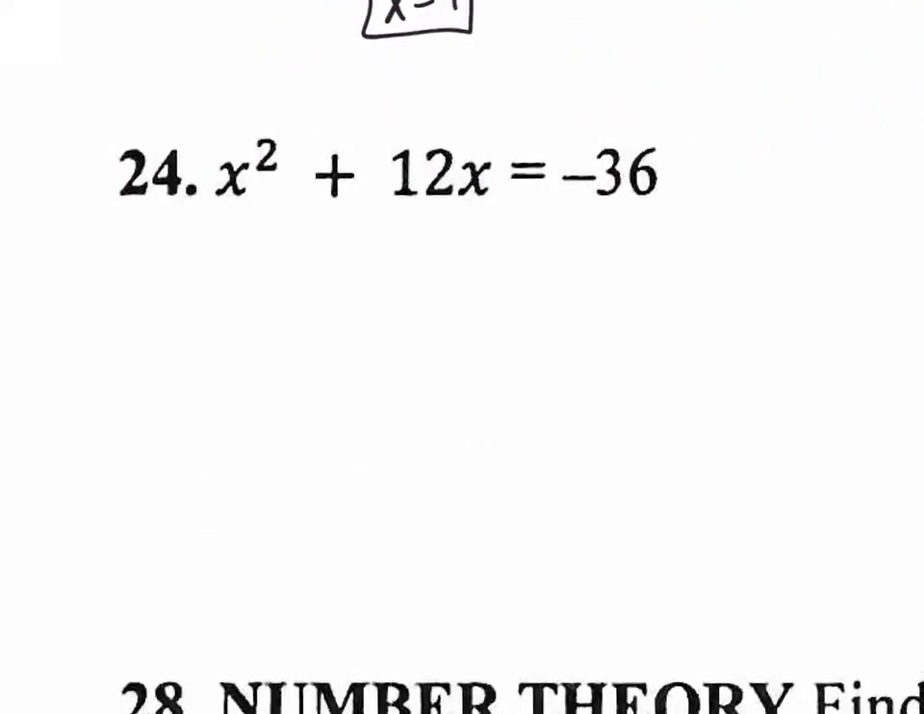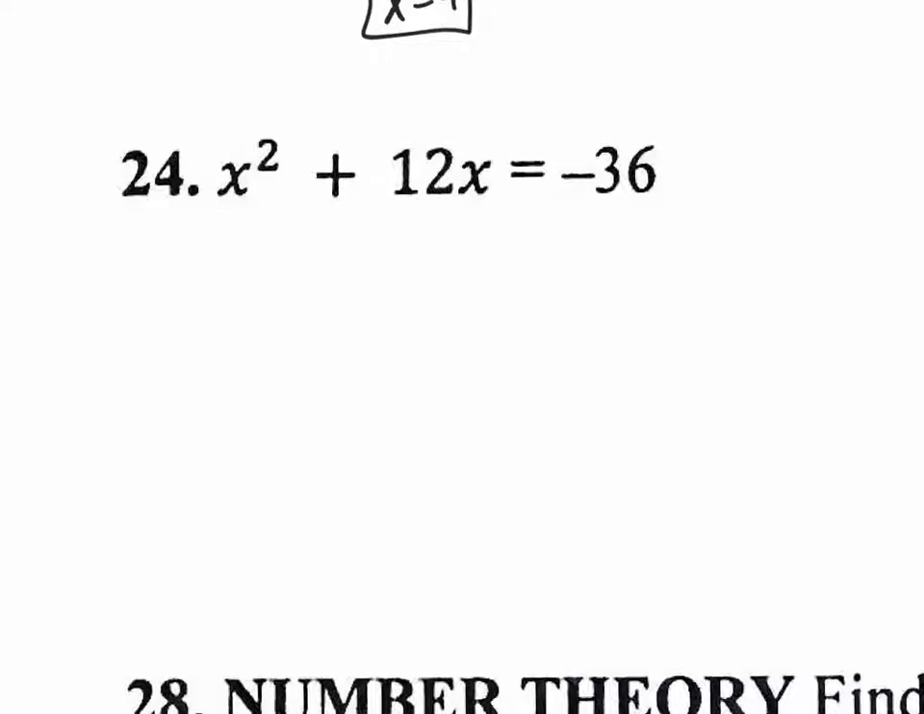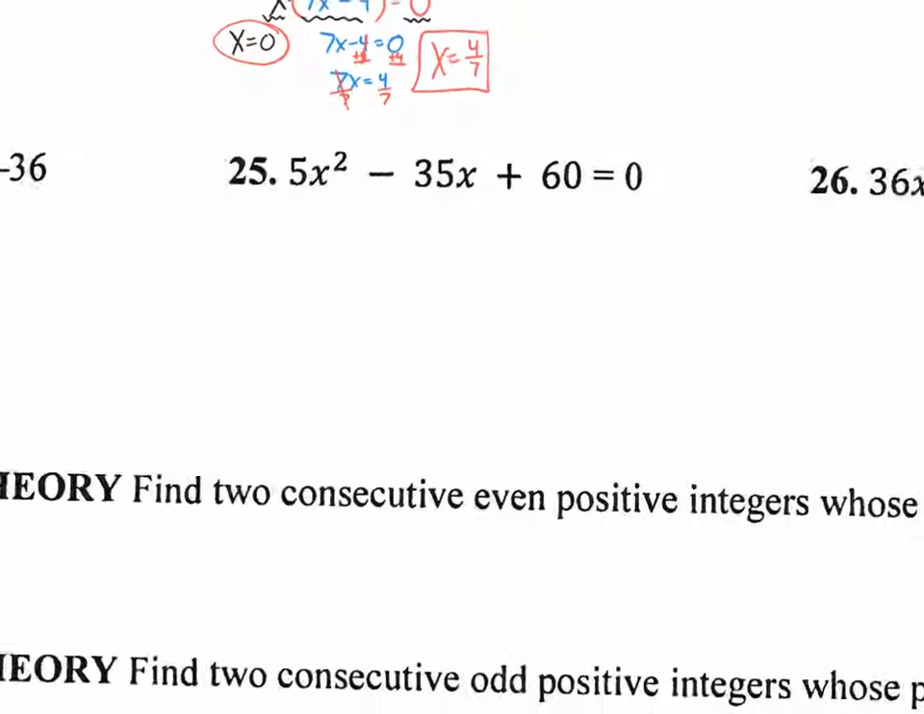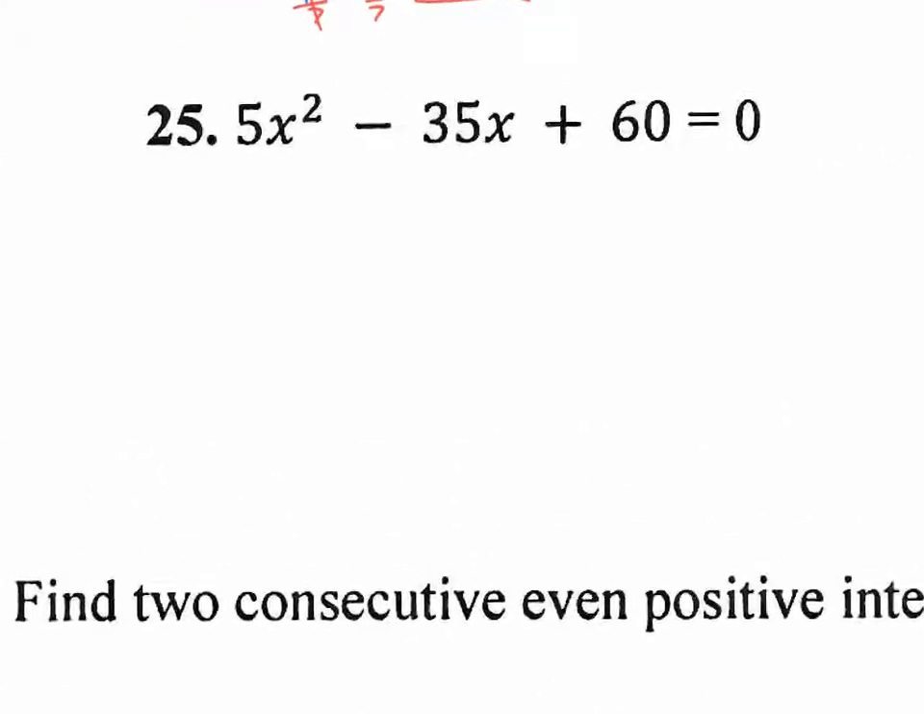24, all you have to do is add 36 so you could get it equal to 0, and you have the same situation as before. What times what is 36 that if you add together is 12? 25 is interesting. Let's do that one.